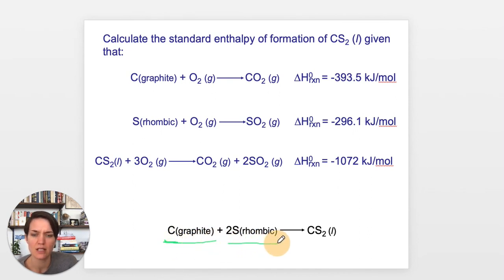These are the species that I need to make sure, once I do all of my manipulations to my stepwise reactions, are going to be on the reactant side and in those proportions. So first I identify my reactants in my target equation, and then I find those in my stepwise. So I have carbon in its graphite form in my first stepwise reaction. I have sulfur in its rhombic form, that's one of its solid forms.